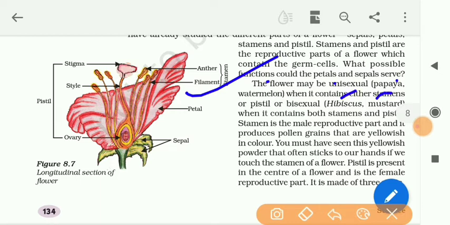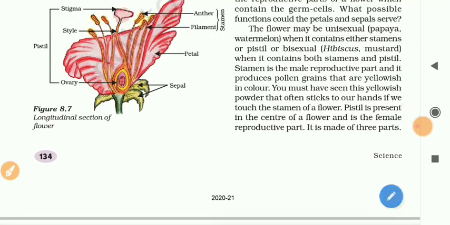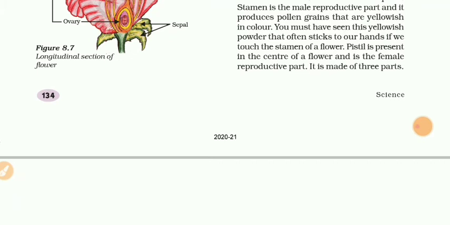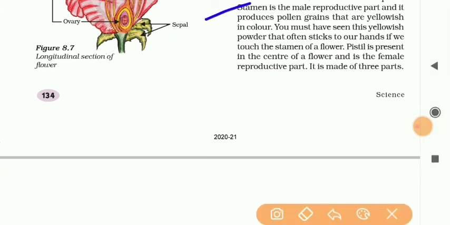As you know well, stamen is the male reproductive part and it produces pollen grains. The color of pollen grain is generally yellowish. Maybe you have seen this in a sunflower plant or mustard plant. If you observe that, it looks yellowish in color.